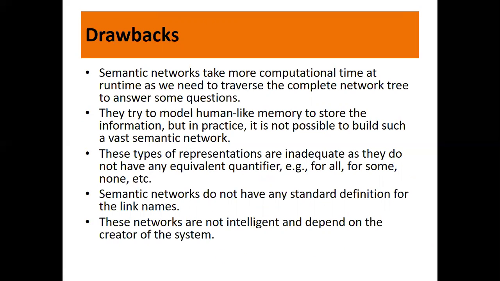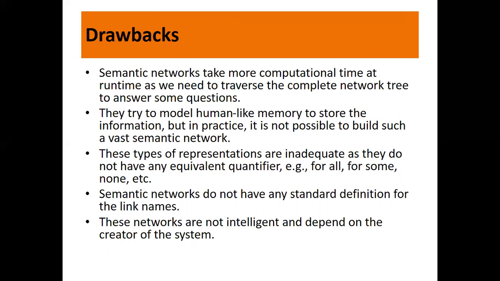Semantic networks take more computational time at runtime, as we need to traverse the complete network tree to answer some questions. They try to model human-like memory to store the information. Human-like memory in the sense of how we have neurons and all neurons are connected. The same thing is depicted here. But in practice, it is not possible to build such a vast semantic network. These types of representations are inadequate, as they do not have any equivalent quantifiers. We couldn't represent for all, for some, none. There's no way to represent these things.